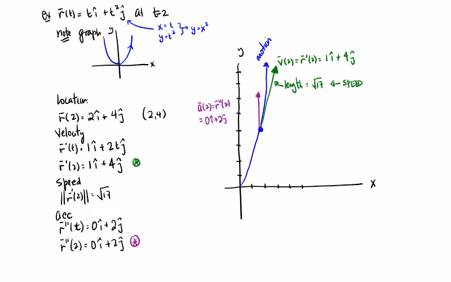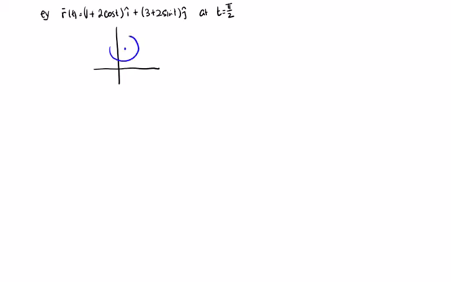Very different graph. The second example, something like r of t equals, let's say, 1 plus 2 cosine t i plus 3 plus 2 sine t j. And we're going to, let's say, look at t equals pi over 2. This will be pretty nice. Now this one we also know. This is a circle. It's offset, so it's centered at 1, 3, right there, with a radius of 2. So it looks something like this. When t equals 0, it's over here, and it goes counterclockwise.